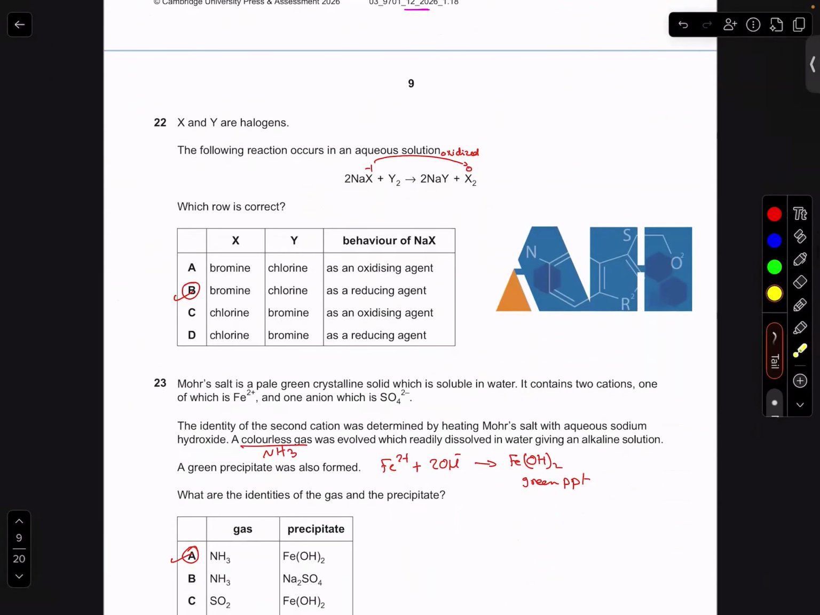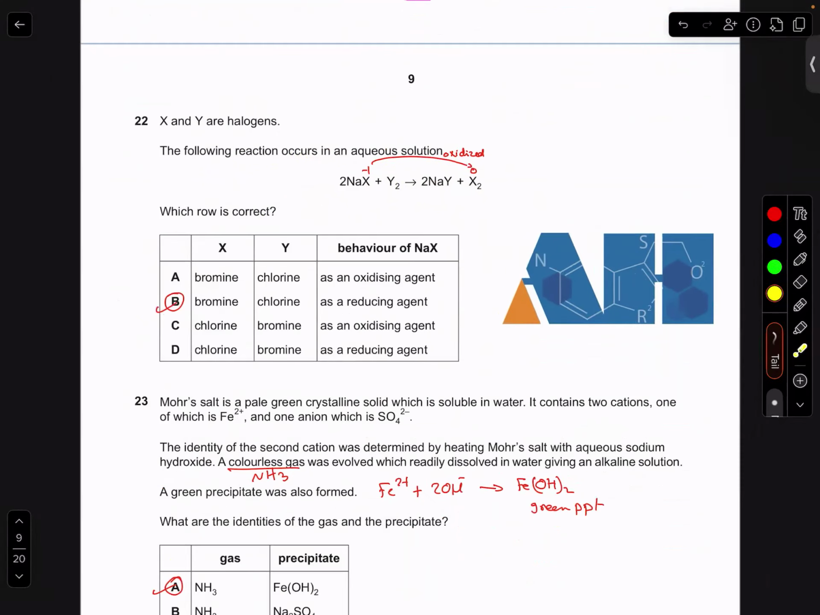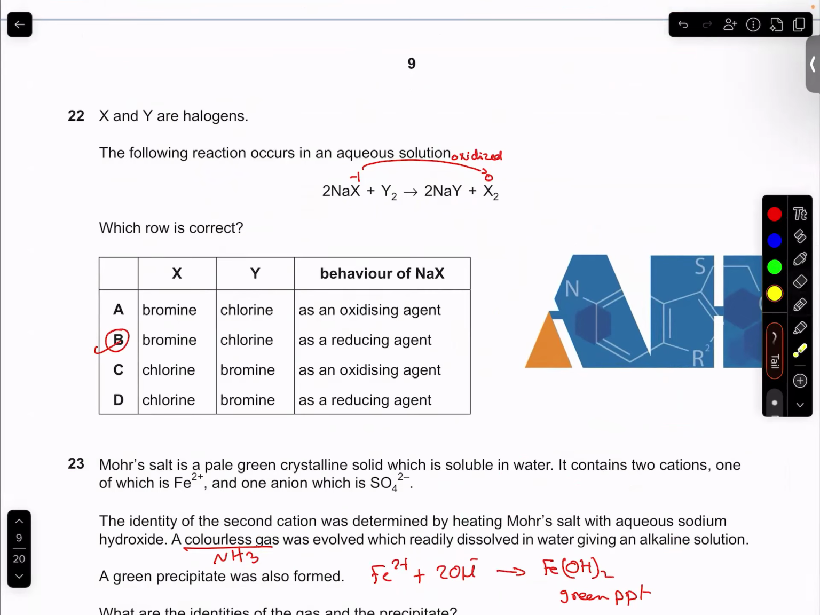Question 22. X and Y are halogens. The following reaction occurs in an aqueous solution: NaX plus Y2 gives NaY plus X2. And this will never happen if X is more reactive than Y. So for this reaction to happen, Y should be more reactive than X, so that Y displaces X. In this case, we have chlorine and bromine. Which one is more reactive? We know that chlorine is more reactive than bromine. So X should be Br and Y should be chlorine.